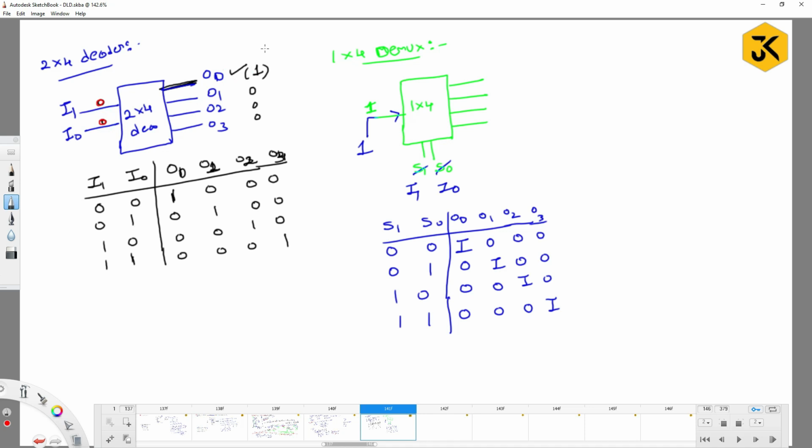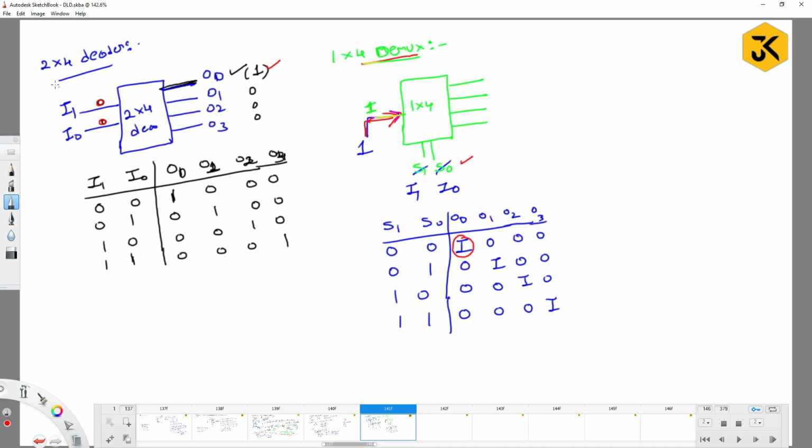High output means it is going to produce the value 1 at the respective location. Whereas coming to the demultiplexer, based on the select lines, it is going to pass the respective input. Not just 0 or 1, whatever value it may be. So that's the reason I mentioned here as I. I means whatever input I am going to pass here, that input will be redirected to the respective location. That's the difference between demultiplexer and decoder.